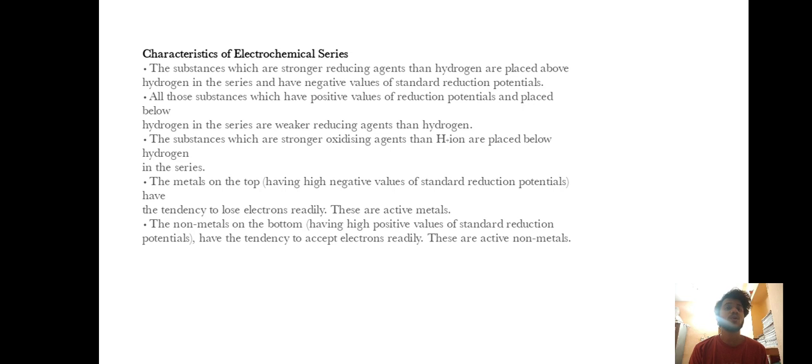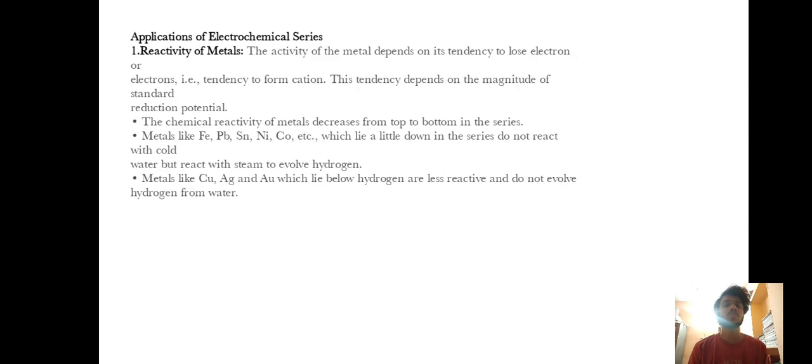The metals on the top having high negative values of standard reduction potentials have the tendency to lose electrons readily. These are active metals. The non-metals on the bottom having high positive values of standard reduction potentials have the tendency to accept electrons readily. These are active non-metals. Applications of the electrochemical series. Reactivity of metals.